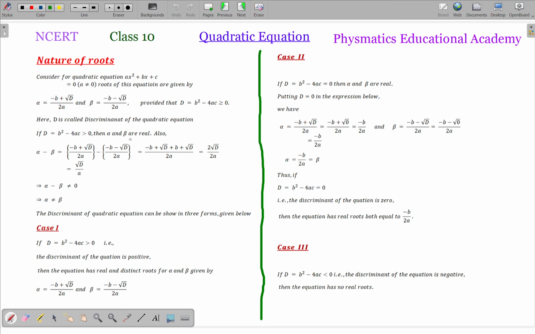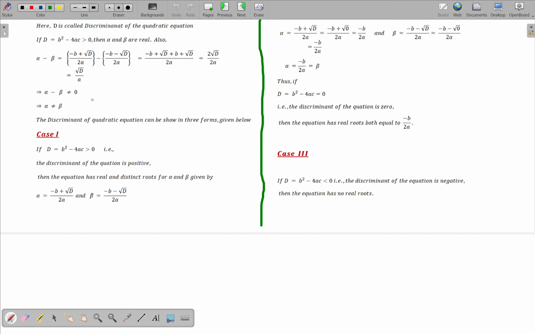Now we will take b square minus 4ac greater than 0. Then alpha and beta are real. Also, alpha minus beta is equal to root D by a, which is not equal to 0. Then alpha is not equal to beta.